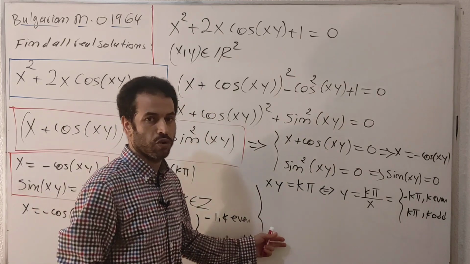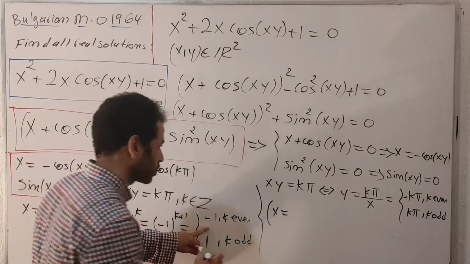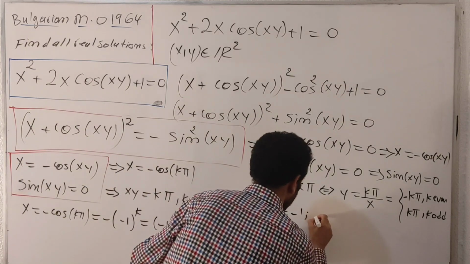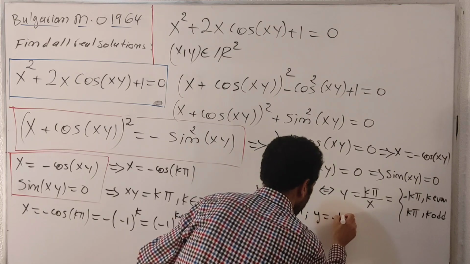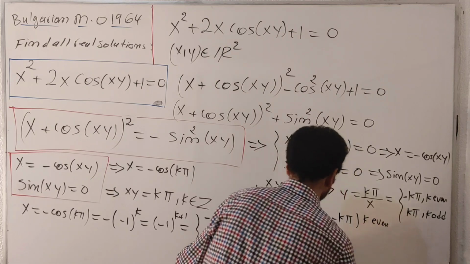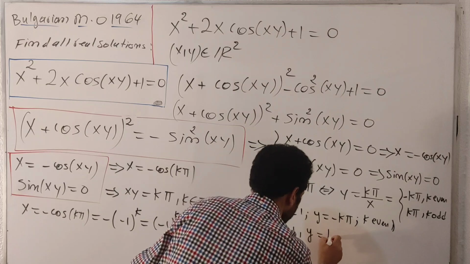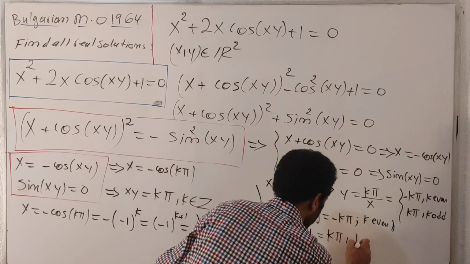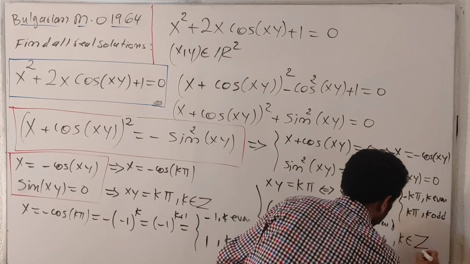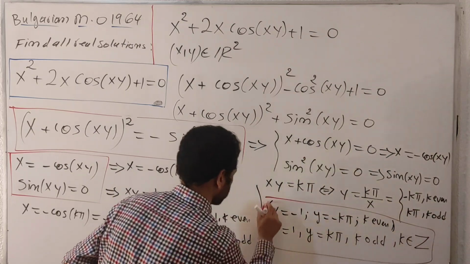Now I have the pairs of solutions. I will have x equals minus 1 and y equals minus k pi when k is even. We will have x equals 1 and y equals k pi when k is odd. What is k? It is some integer. These are the two solutions that I found. So I have done this problem.